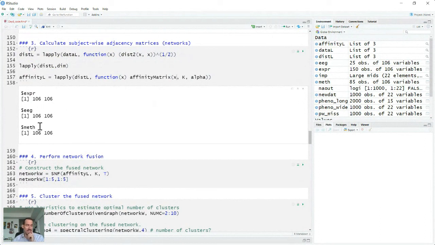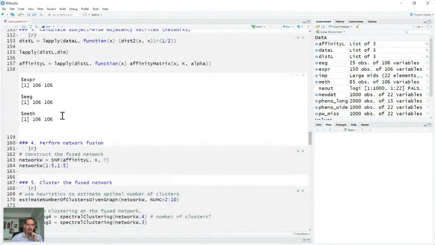But what we're feeding into the algorithm are these subject similarity matrices, these affinity matrices, that have the dimension of subjects by subjects. And at every point in this matrix, and I'll show you what this looks like in the next step when we generate the fused network, you have an equal assessment for each pair of people in your data set of how similar they are according to each data type.